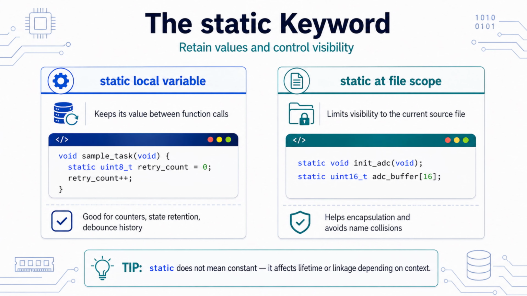At file scope, static limits visibility to the current source file. This is very useful for encapsulation because it prevents other files from directly accessing internal functions or private buffers. So static does not mean constant. It affects lifetime or linkage. Used correctly, it makes embedded code cleaner, safer, and easier to organize.